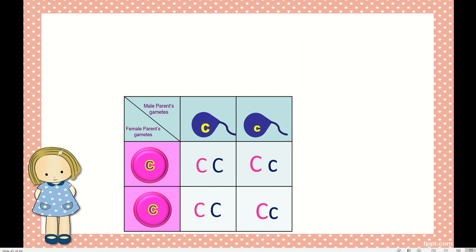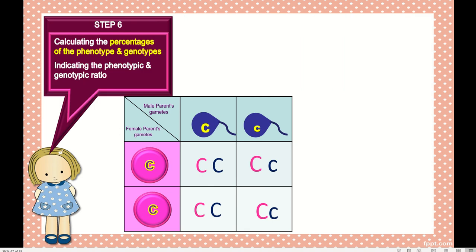Once step 4 and step 5 are done, you go to step 6. Step 6 is calculating the percentages of the phenotype and genotype and indicating the ratios. But we have to interpret what's in the Punnett square. So let's start with this capital C and capital C. Remember, both are capital letters, so we'll have it as homozygous.